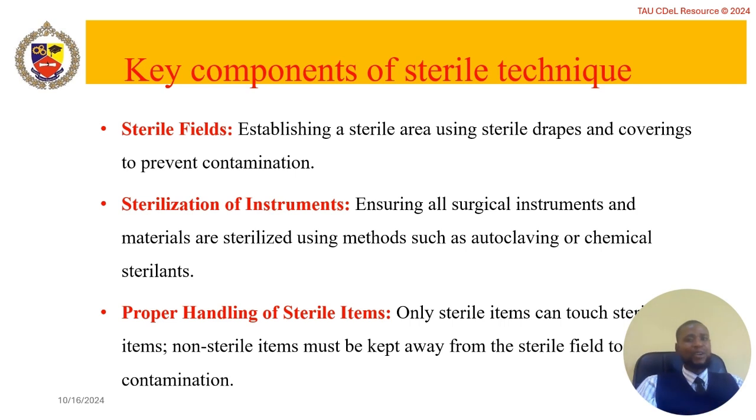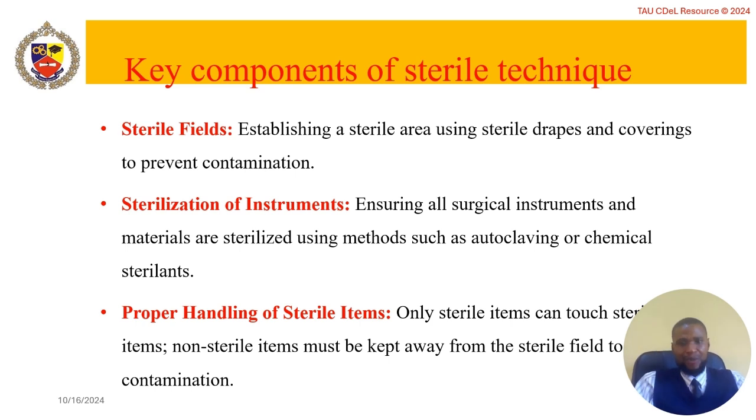Now, what are the components of sterile techniques? There is something called the sterile field, establishing a sterile area using sterile drapes to prevent contamination. If you have a patient on the operating table, there is something called a sterile drape. When they clean the patient, they use the drape to cover the patient. You are already establishing a sterile area.